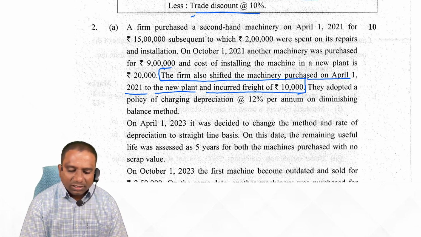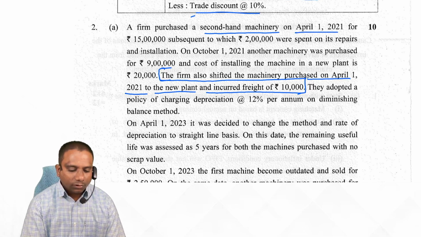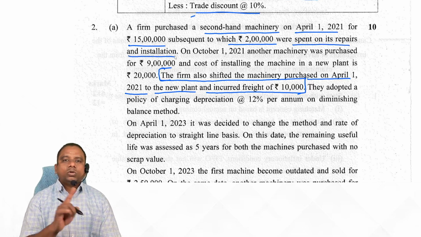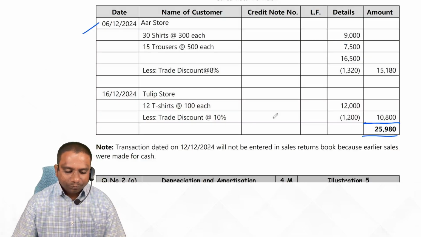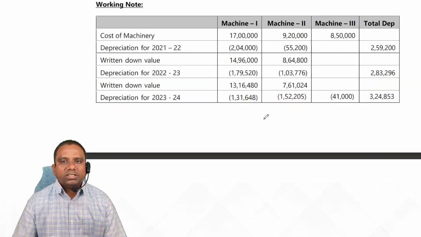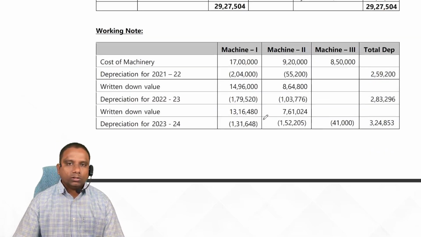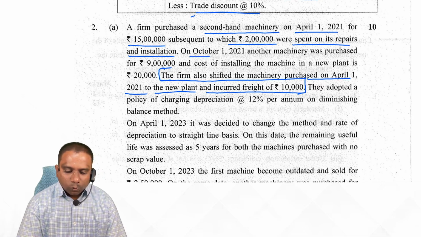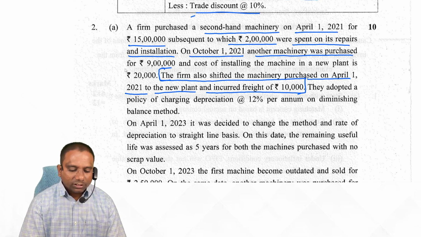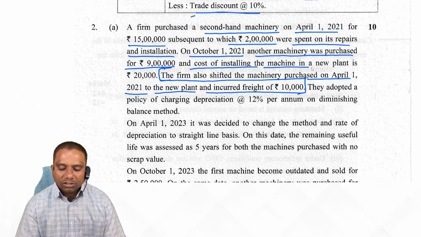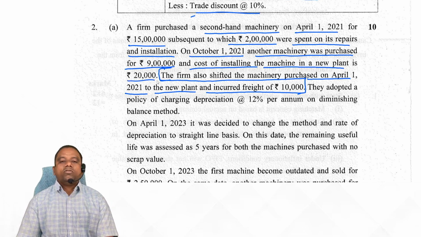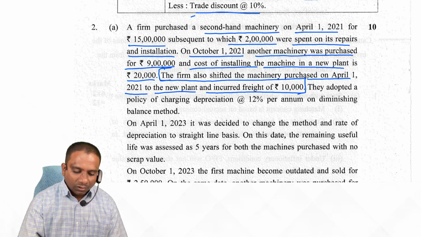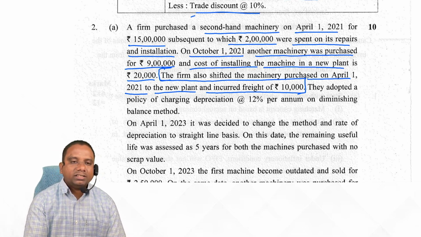So a firm purchased a second hand machinery on April 1st, 2021 for 15 lakh, subsequent to which 2 lakhs were spent on its repairs and installation. So the total cost of machine is 17 lakhs. Observe. So when you have more than one machine, it is always better to prepare a working note like this. So machine 1 cost 17 lakh. Next one. On October 1st, 2021, another machinery was purchased for 9 lakh and cost of installing the machine in a new plant is 20,000. So the total cost of machine is 9 lakh 20,000. So second machinery cost 9 lakh 20,000. Next one. Yes, this point we can ignore because it is treated as a revenue expenditure.